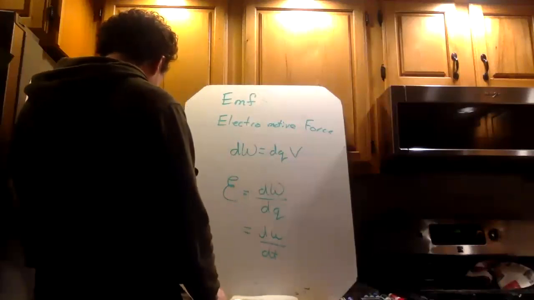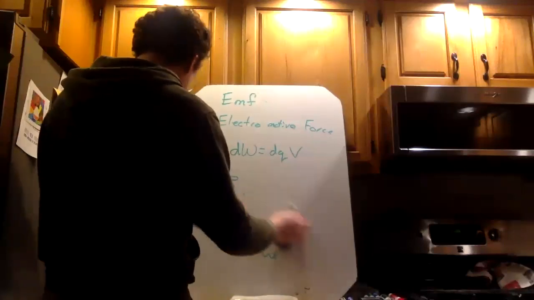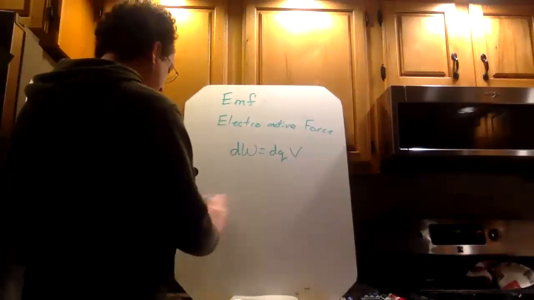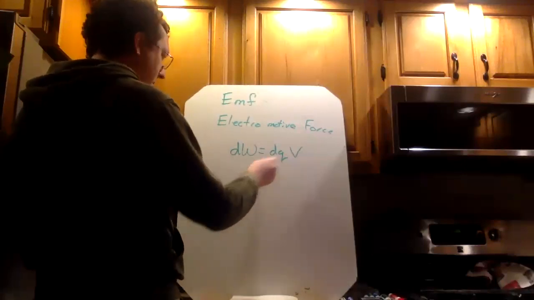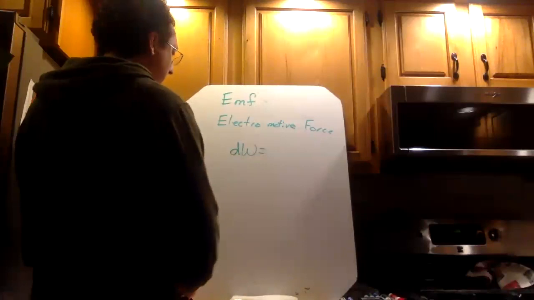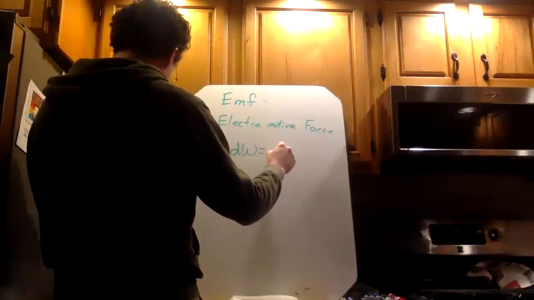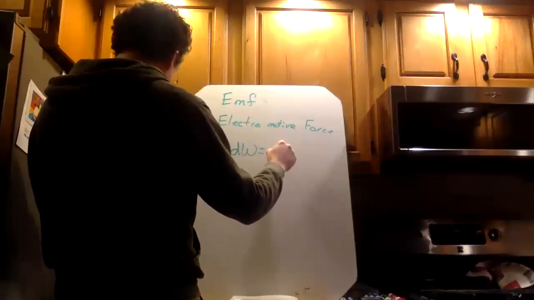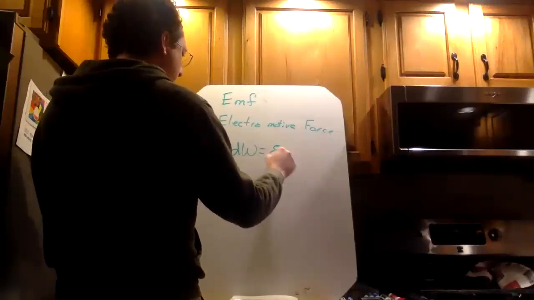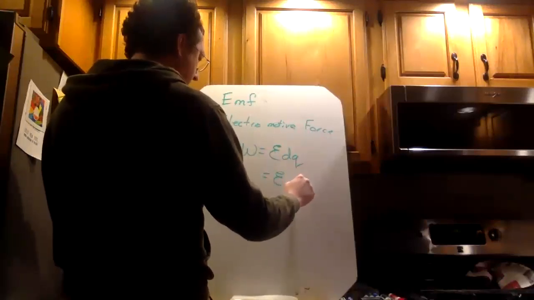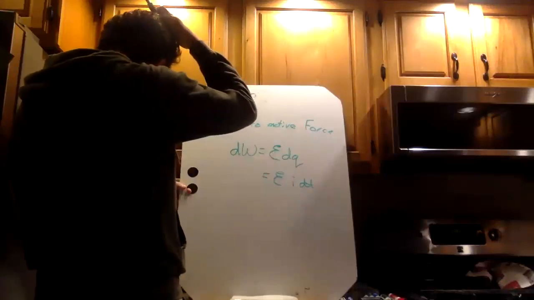I want to say this in the right way. Take it back, turn it around. I could say that the little bit of work, instead of writing it that way, I could write as EMF times dq, which I can write as EMF times I dt.